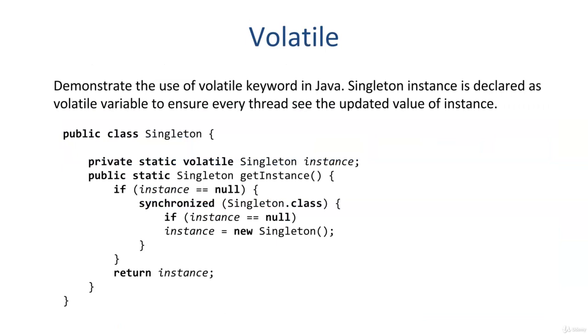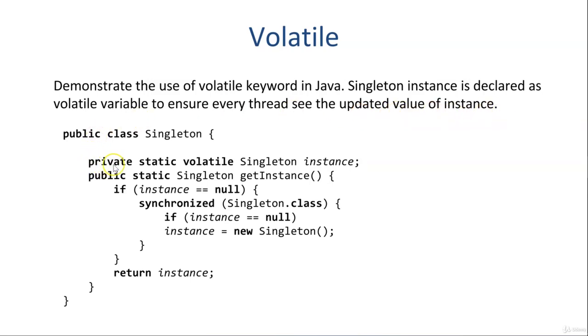Now in this example, I will demonstrate the use of the volatile keyword in Java. I have created a singleton class, and with a singleton class, as you know, only one instance of this class can exist at any given time. In this case, defining the singleton instance as volatile ensures that every thread sees the updated value of instance.